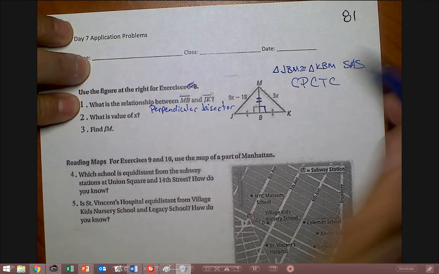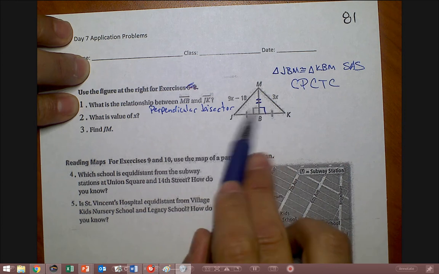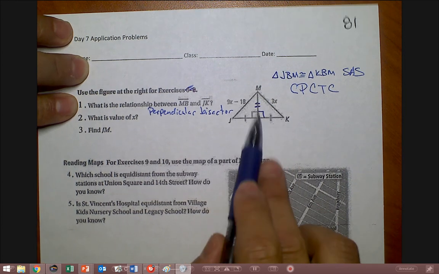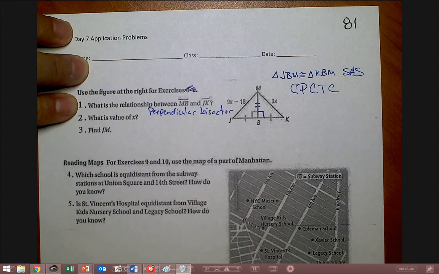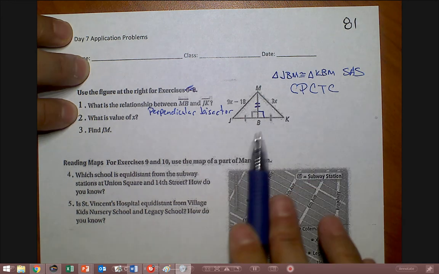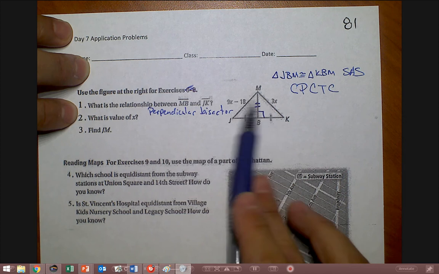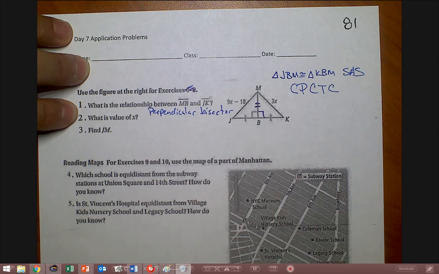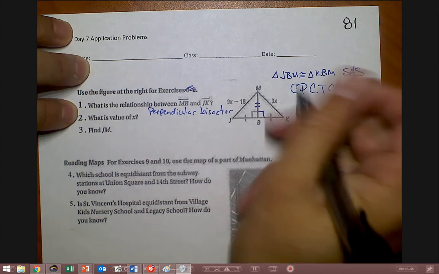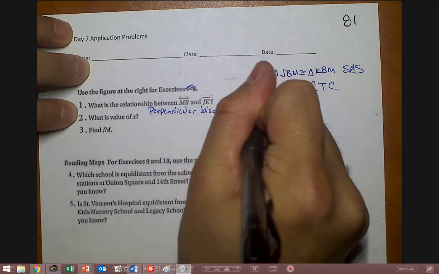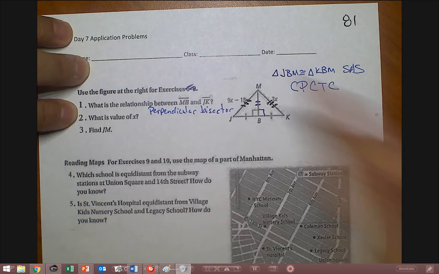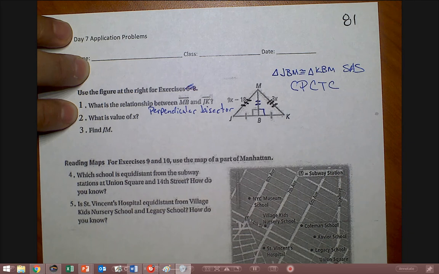Perpendicular bisector means it's cutting this into two equal parts, and it makes 90-degree angles when I do it. So I have a perpendicular bisector there. Now, because of that, what do I know about these two sides over here? They are congruent. Very good. So I'm going to put some markings there: 1, 2, 3. 1, 2, 3. These two are congruent to each other. So how would I go about solving for x?